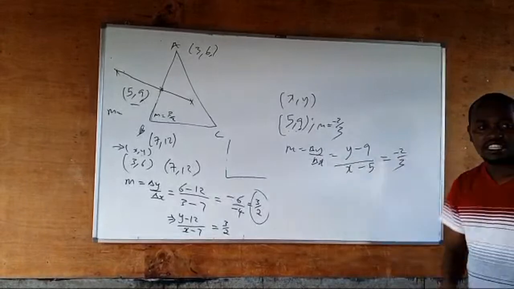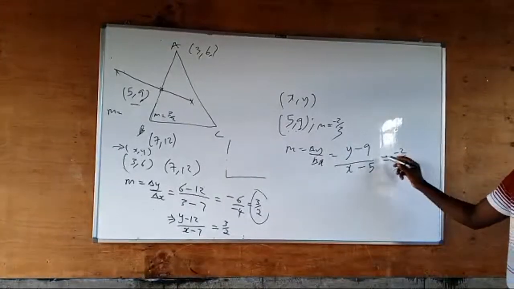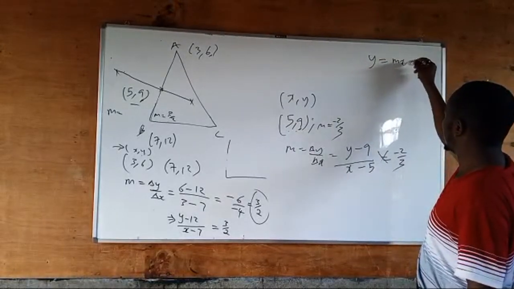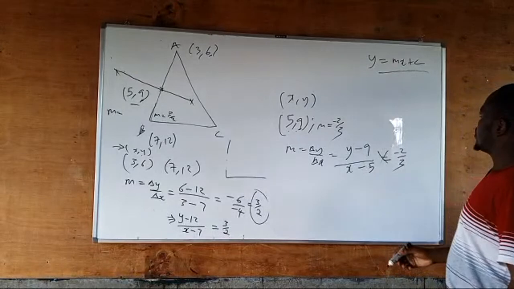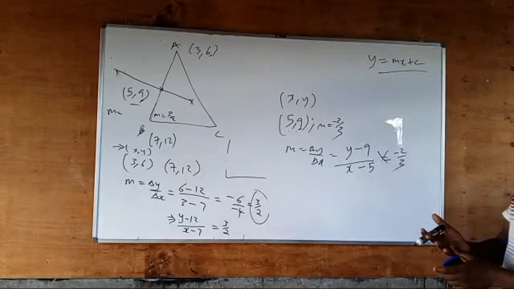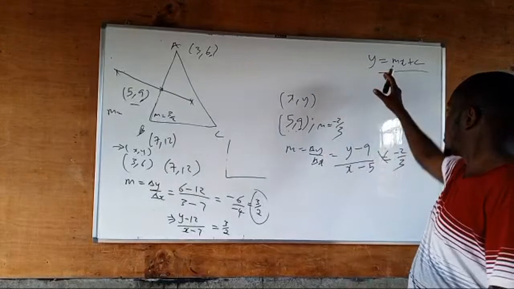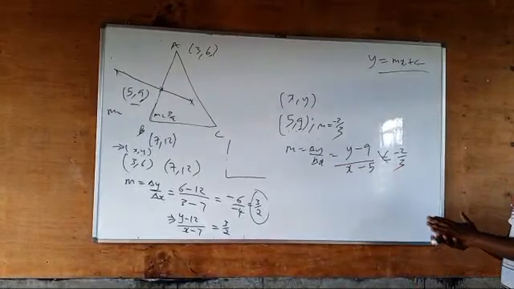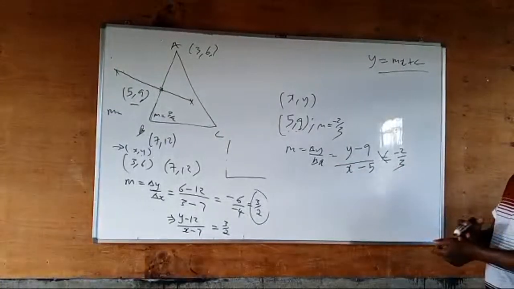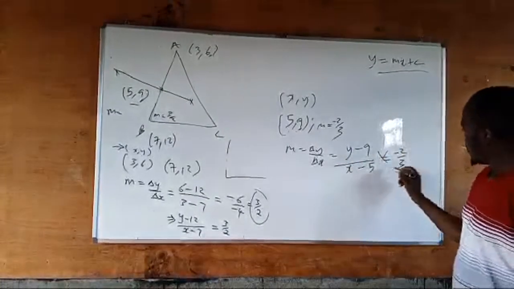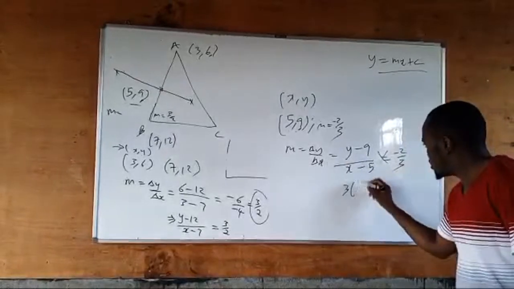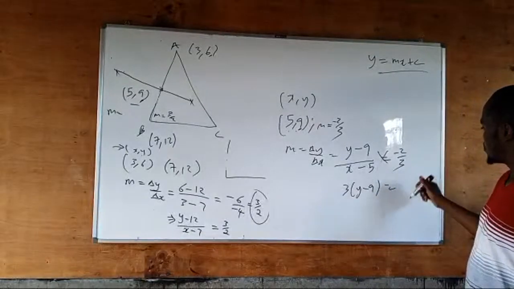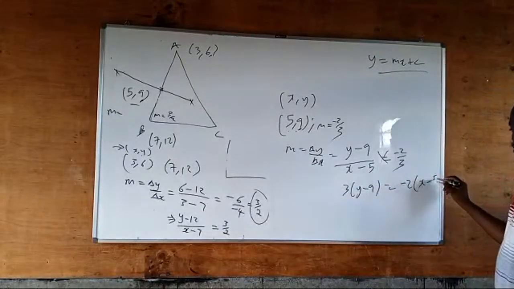So ukishafika hapa ni algebra, hakuna formula. You cross multiply to simplify so that you give your answer in terms of y equals mx plus c. If you are not asked to give it in terms of y equals mx plus c, just always give it in this way. Unless wamesema peana in terms of ax plus by plus c equals 0. Cross multiply, you have 3 brackets y minus 9 equals to negative 2 brackets x minus 5.